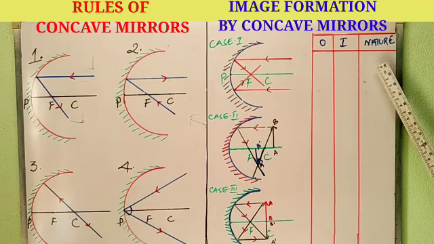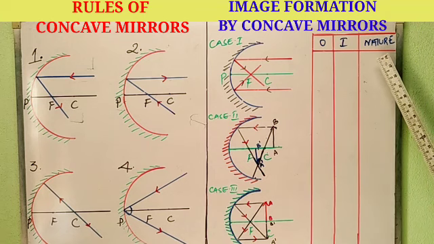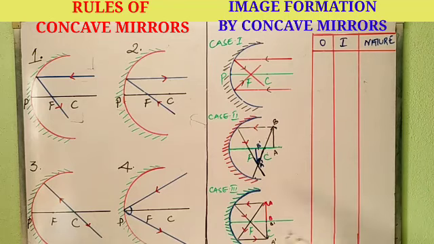We have already discussed it in our previous classes. How do we define the nature of an image? What are the words we use and what is the meaning of that? So we need to understand these three things very, very clearly for the image formation by concave mirrors.